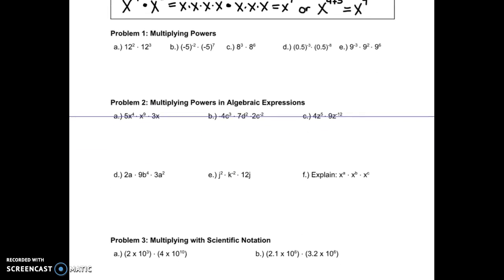So problem 1, multiplying powers. It says 12 to the second times 12 to the third. So that's going to be 12, and then 2 plus 3. That's going to be 12 to the 5th, and that's our answer.